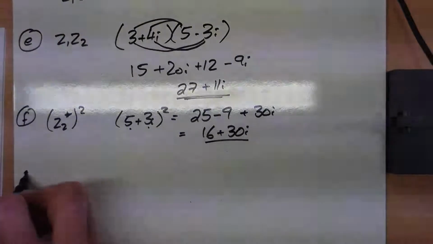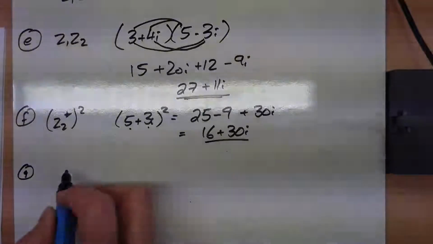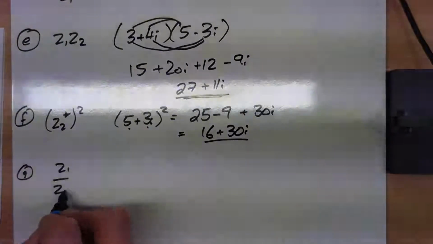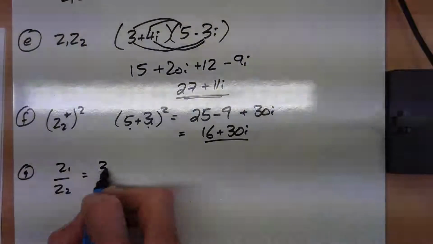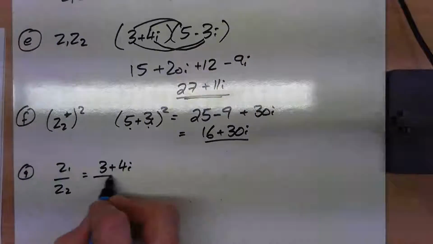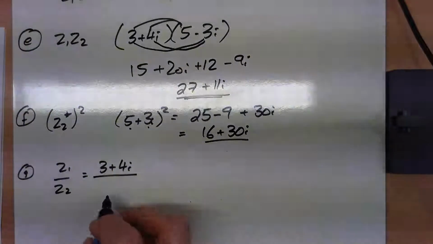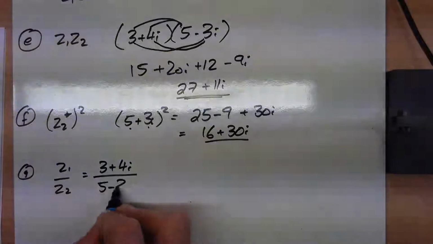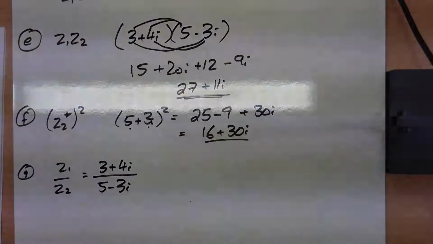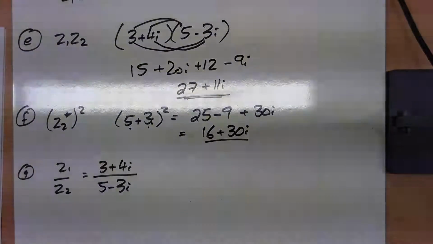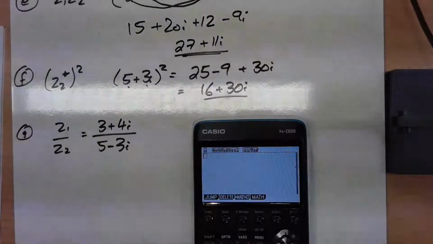G, so I was just checking I got it right. For G, we've got to do a divide. So Z1 divided by Z2. Actually, should we get the calculator up and do this one? Yeah, so let's just tap this in the calculator.